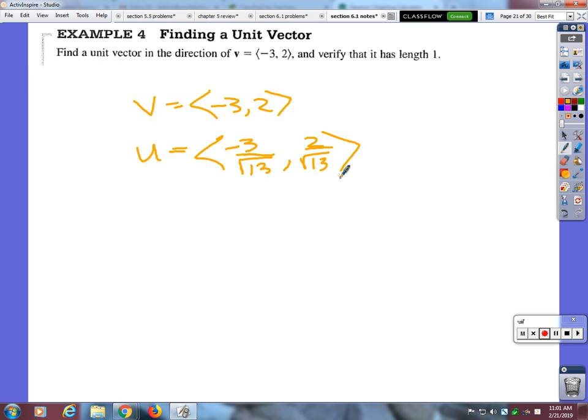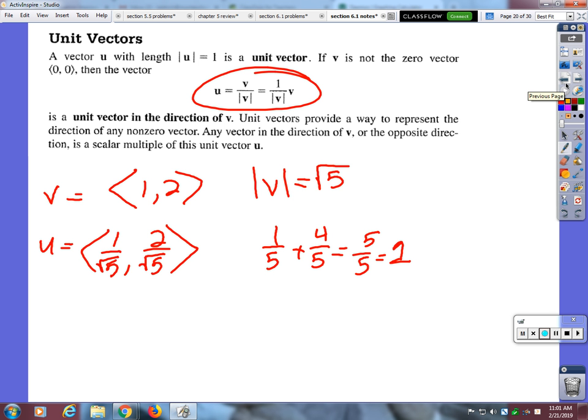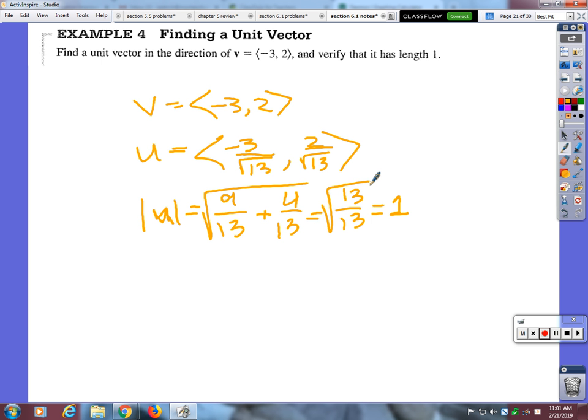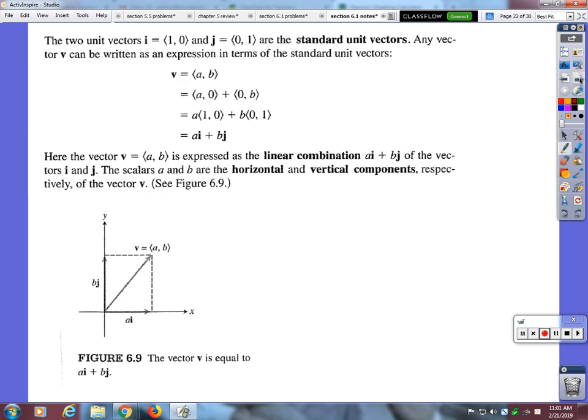That was me confirming that it had a length of 1. So if we wanted to confirm that this has a magnitude of 1, this squared is 9 over 13. This squared is 4 over 13. Those things added together are 13 over 13, which is 1. These should be underneath square roots, I guess. Unit vector is the original vector divided by its magnitude.